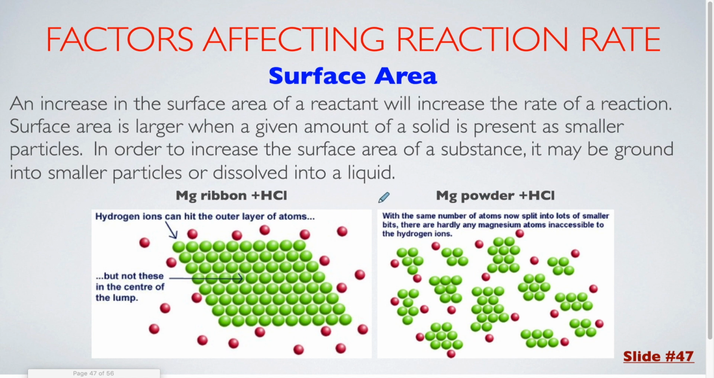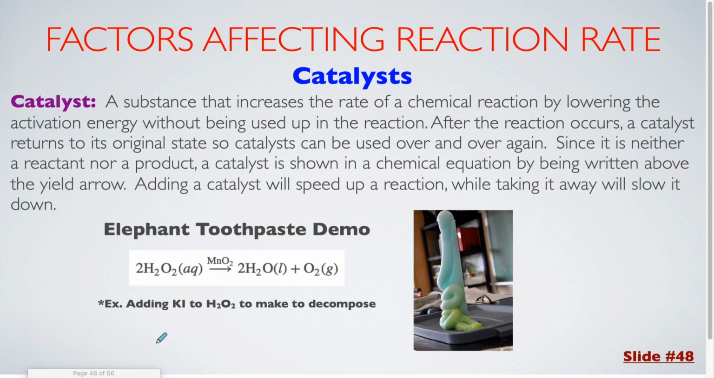hydrochloric acid. The magnesium ribbon you already saw in our demo earlier in the year. So this was the metal that I burned, and then it lit up very brightly. Now, if I were going to grind that up into a fine powder first, it will react a lot more quickly. So increasing surface area will make reactions occur much quicker.